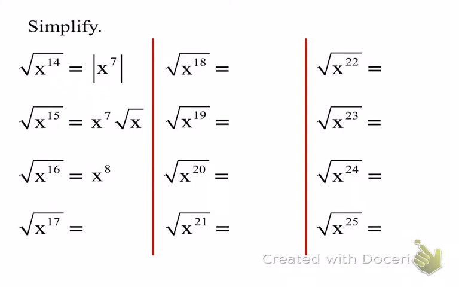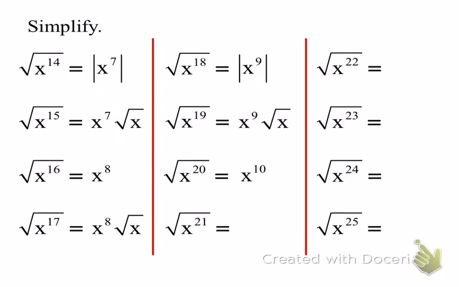X to the 8th, rad x. Good. Next one, Ari. X to the 9th, absolute value of x to the 9th. Next one, go Chris. X to the 9th times rad x. Good. Next one, go Ben. X to the 10th. Good.